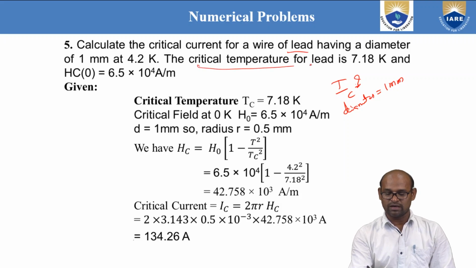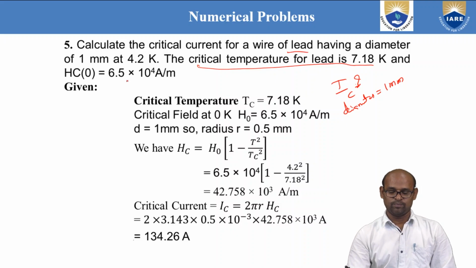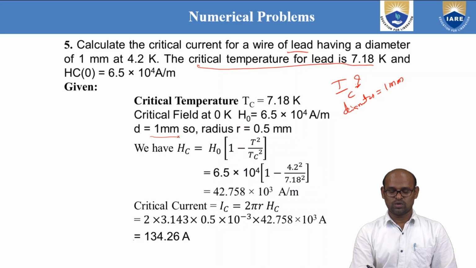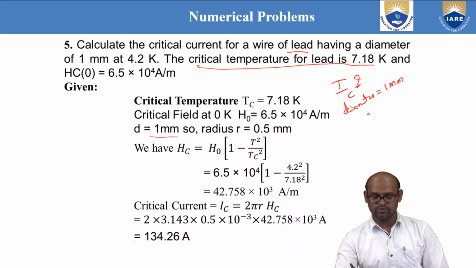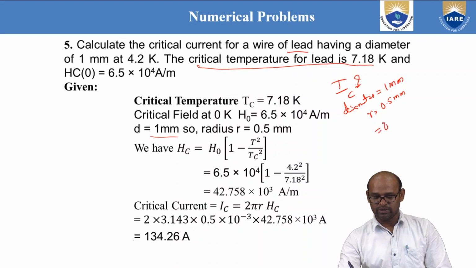So the critical temperature for lead is 7.18 Kelvin and critical field at 0 Kelvin is given. So critical field at 0 Kelvin is given as 6.5 into 10 power 4 amperes per meter, and critical temperature is also given as 7.18 Kelvin. So yeah, then diameter is 1 millimeter. So convert this into meters. So 1 millimeter is diameter, so the radius will be 0.5 millimeters, right? And then millimeters have to be converted into meters, so 0.5 into 10 power minus 3 meters.